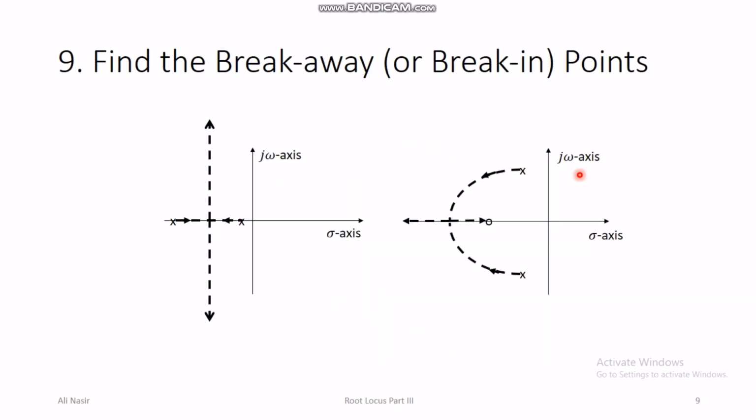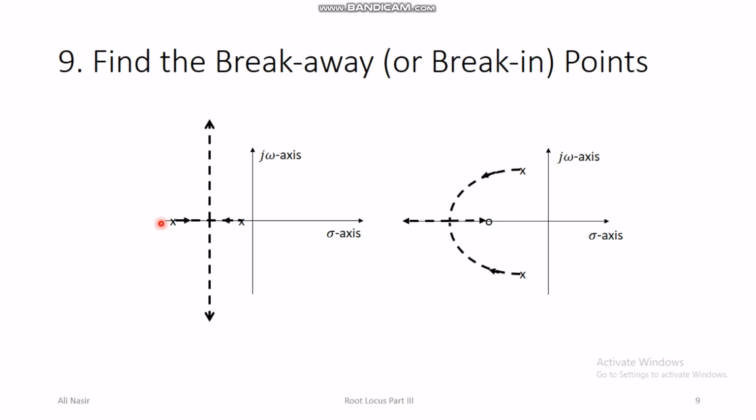The next step is to find the breakaway or break-in points. This is rule number 9 of root locus, the calculation of breakaway points or break-in points. Before I go into the calculation, I have to demonstrate what a breakaway point and what a break-in point is. So I have put in 2 examples.